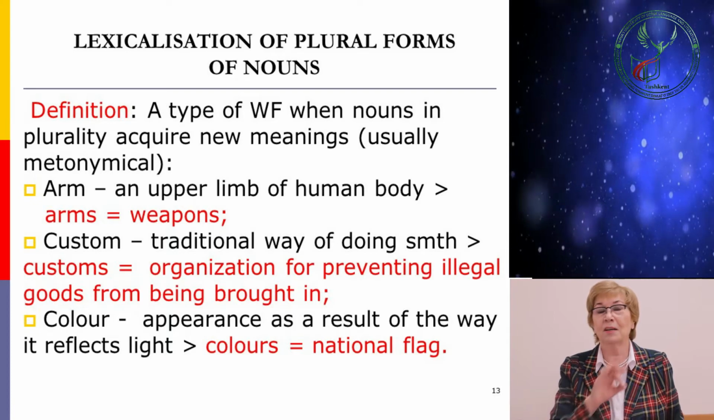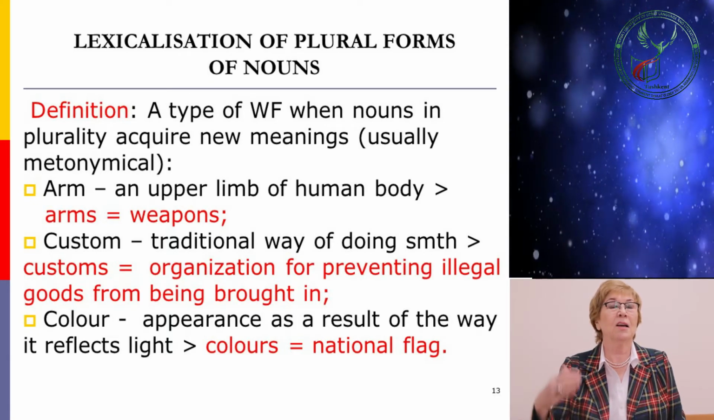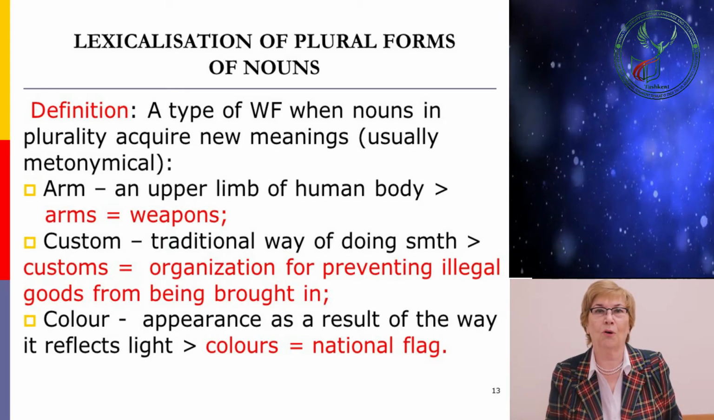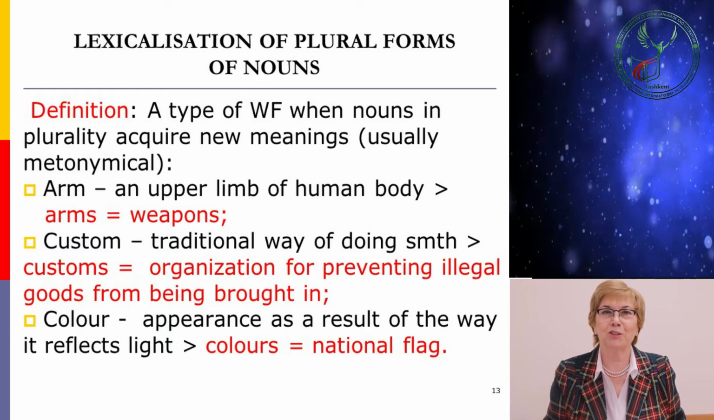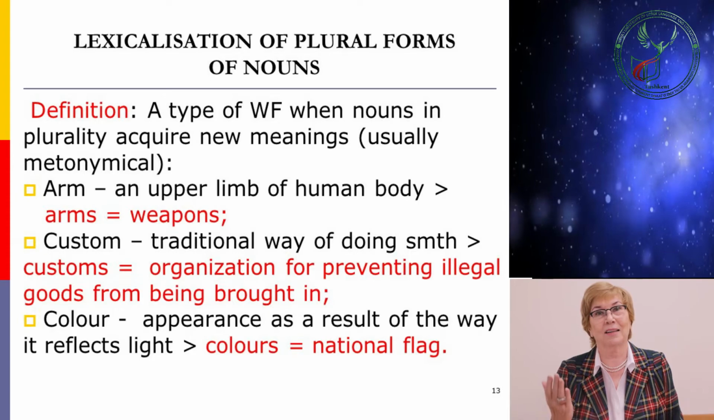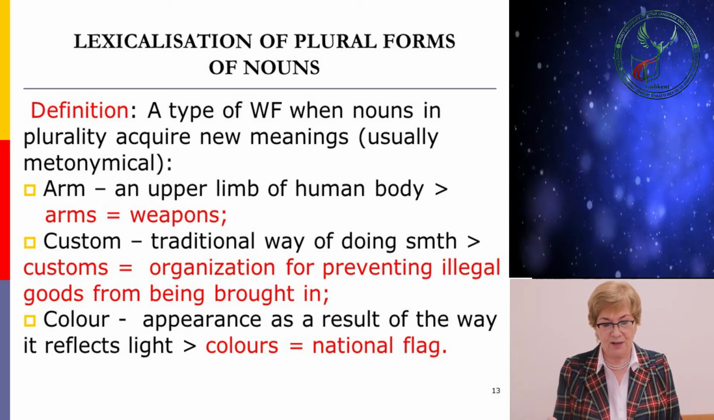Same comes with color as national flag. All countries have their specific coloring of the national flag. And if you say the colors of Uzbekistan were shown on top of the British Parliament, for example, it is clear what was there. What colors? Colors means the flag, the national flag of the country.